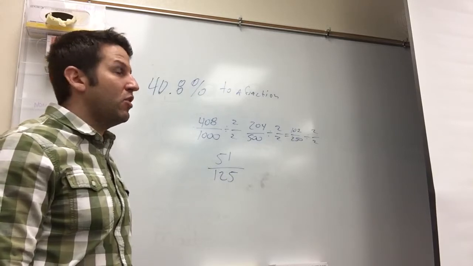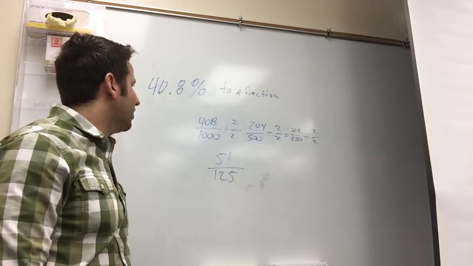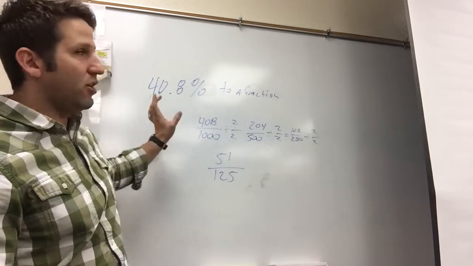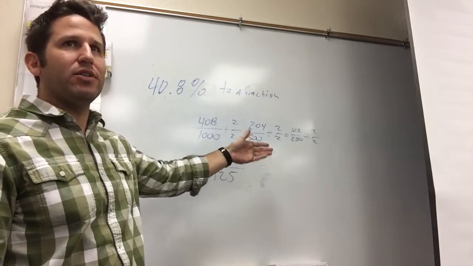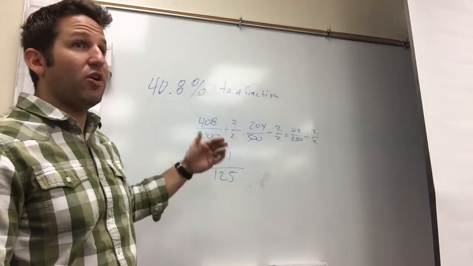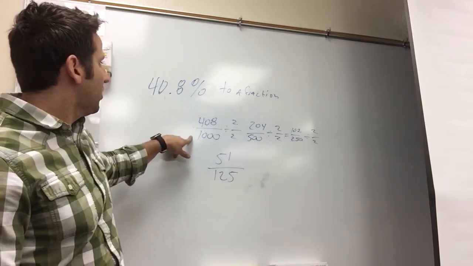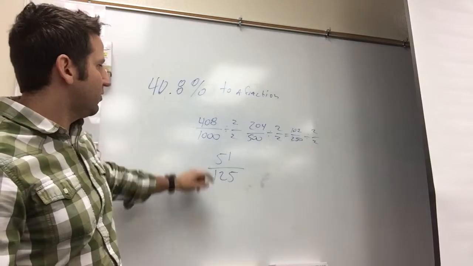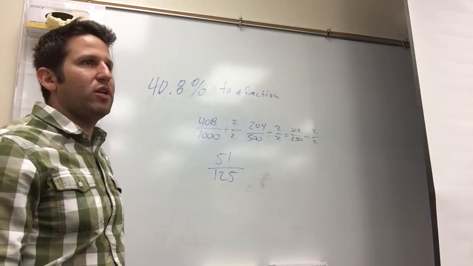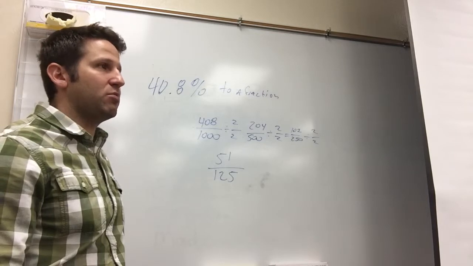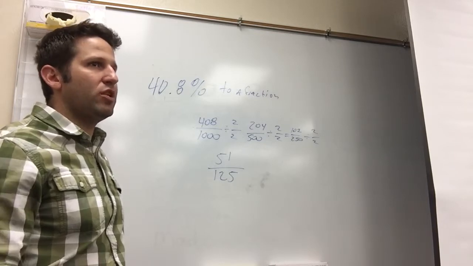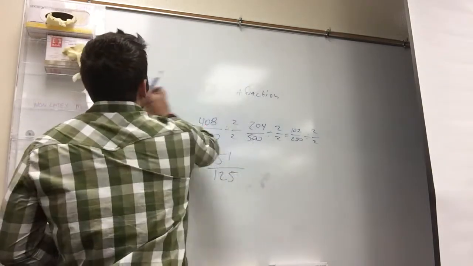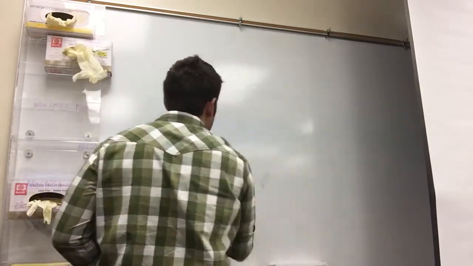So 51 over 125. If you would have just started dividing 40.8 over 100, doing the same thing, you would have never got to the lowest possible whole number. You would have started out below, because if you notice, 40 over 100 is way less than 51 over 125. So make sure you get rid of your decimal places first before you do any reductions. Okay, that was one commonly missed.